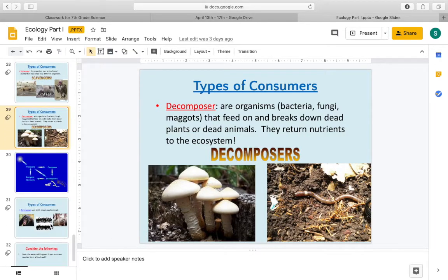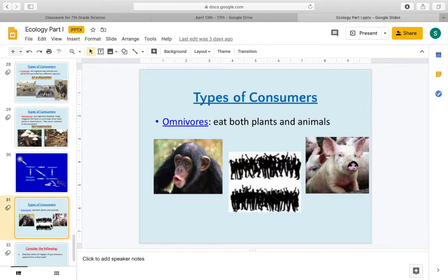Let's skip down. One we almost forgot is a consumer that's considered an omnivore. Omnivores eat both plants and animals.